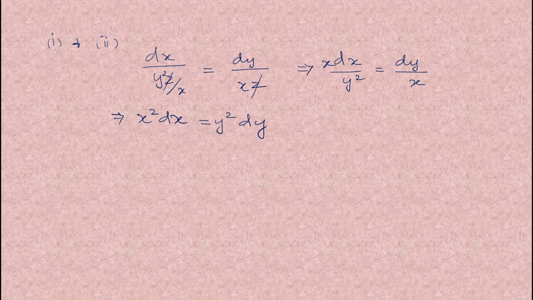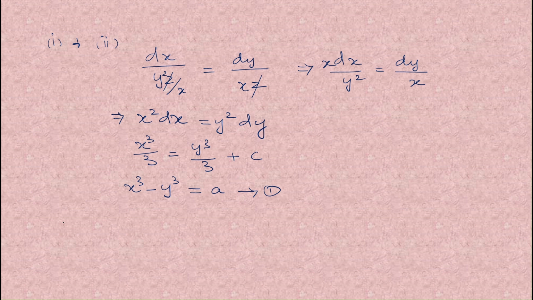Now we can easily integrate it using the variable separable method. So while integrating, it gives x cube by 3 is equal to y cube by 3 plus some constant c. Okay, so this gives x cube minus y cube divided by 3 is equal to c, which gives 3c, or otherwise we can name it as another constant a. So this is one solution.